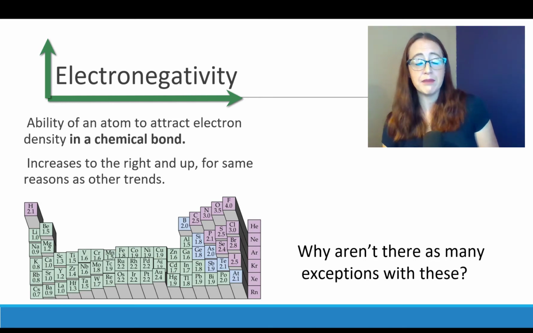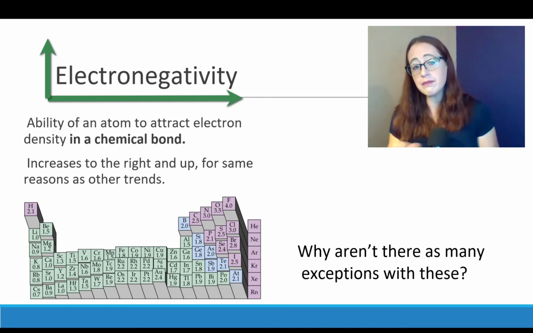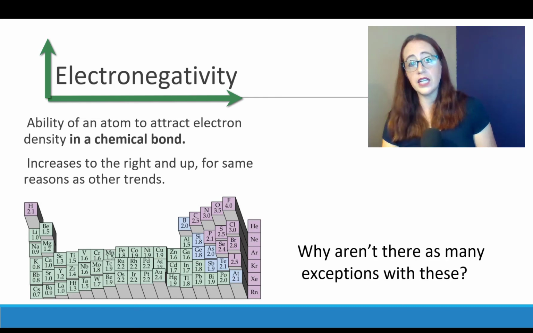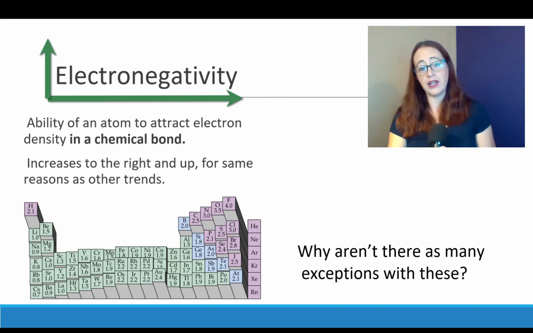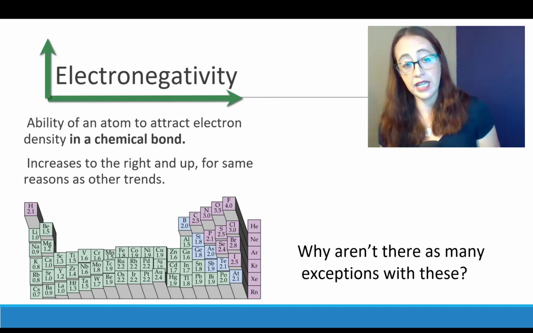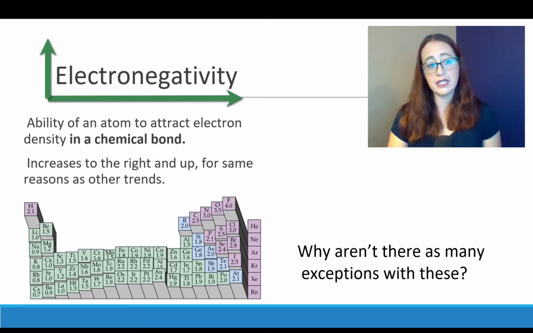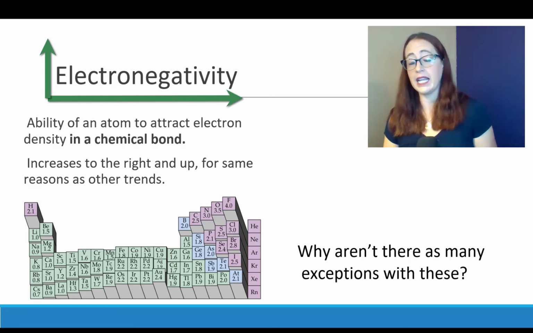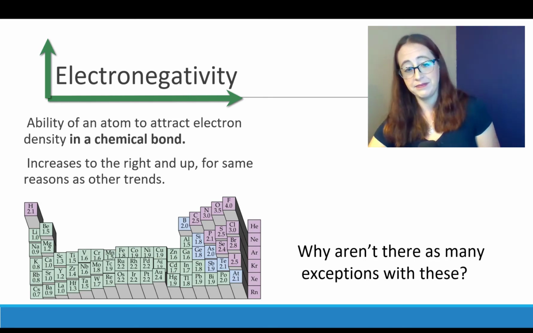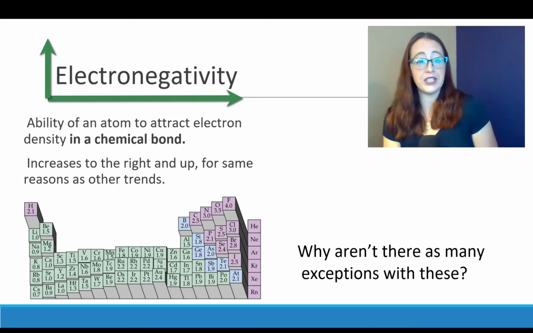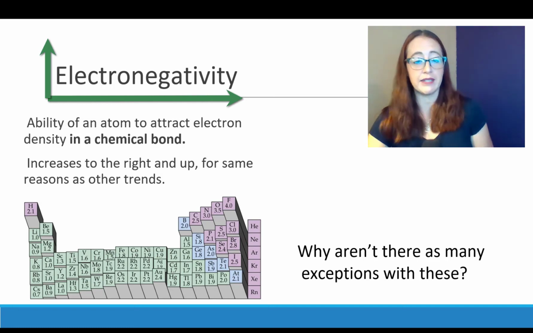So take a moment, pause the video, and think about why this might be. Why does electron affinity, which is the ability of an atom to attract an electron, have all these exceptions, but electronegativity, which is the ability to attract electron density in a chemical bond, doesn't? Come back when you're either stuck or you have thought about an idea.